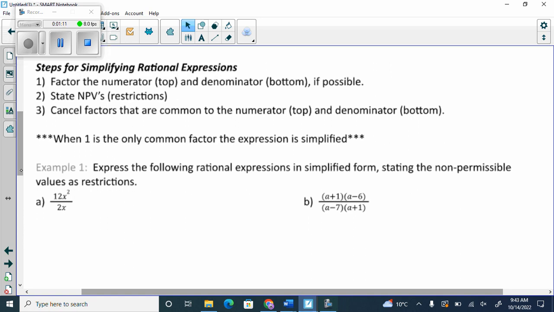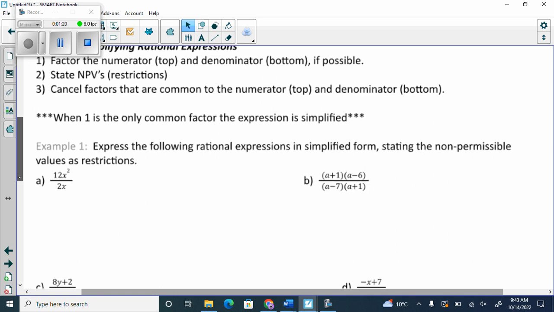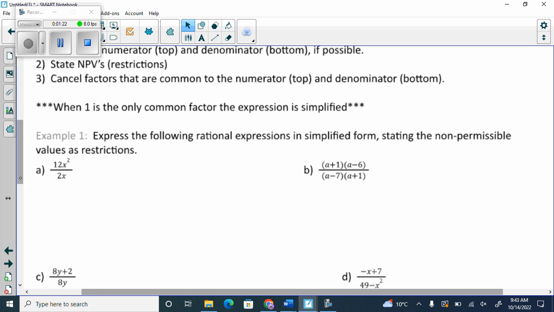So we're going to look at example 1. It says, express the following rational expressions in simplest form, stating the non-permissible values as restrictions. Okay, so our first step always is to GCF and difference of squares where possible. Okay? A is a monomial over a monomial. If there's just one term over one term, there's nothing you can do. One term over one term, there's no GCFs or difference of squares. So all you do is write every single thing in its own brackets.